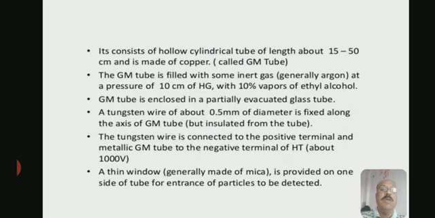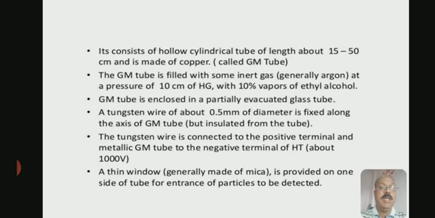It consists of a hollow cylindrical tube of length about 15 to 50 centimeters and is made of copper, called the GM tube. The GM tube is filled with some inert gas, generally argon, at a pressure of 10 centimeters of mercury with 10% vapor of ethyl alcohol. The GM tube is enclosed in a partially evacuated glass tube.